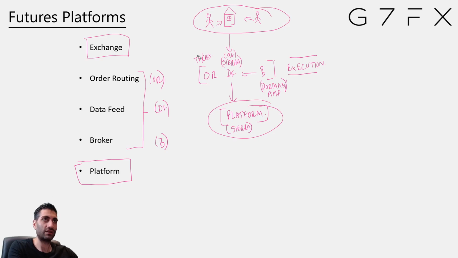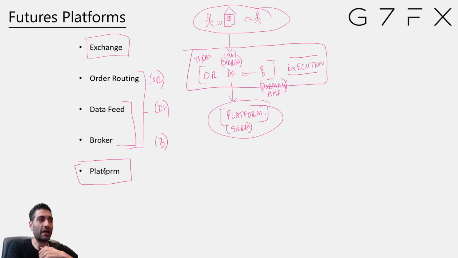But I just wanted you to know essentially that between the platform, which is what we're looking at now, and the exchange, there is this whole world of execution broken out into three services: brokerage services, data feed services, and order routing services. The main ones you'll encounter in your career as you evolve is data feed and broker.